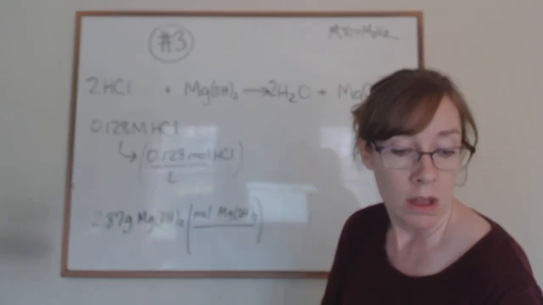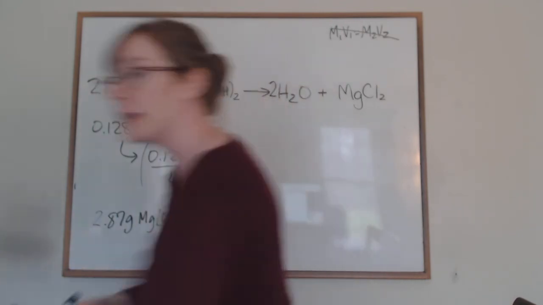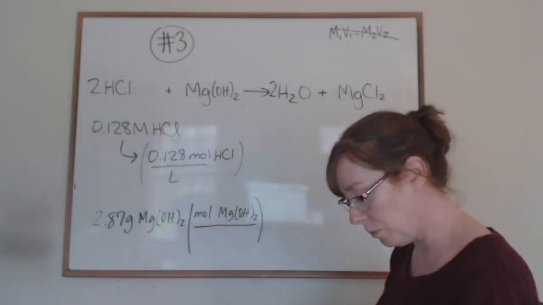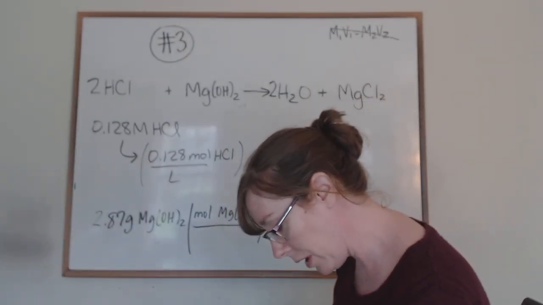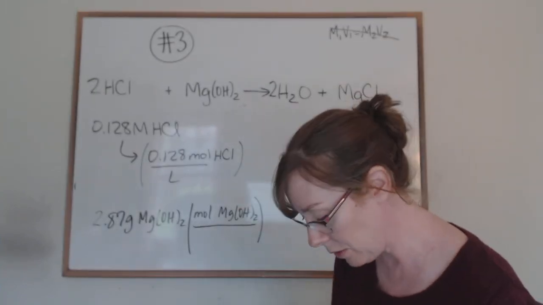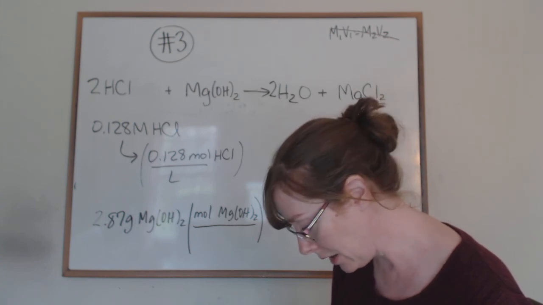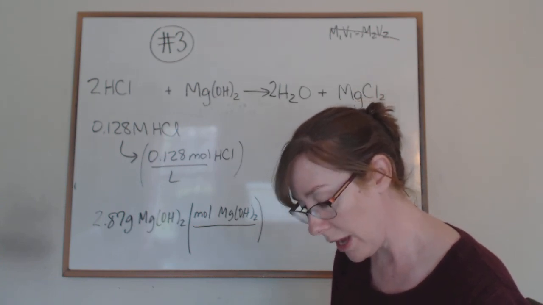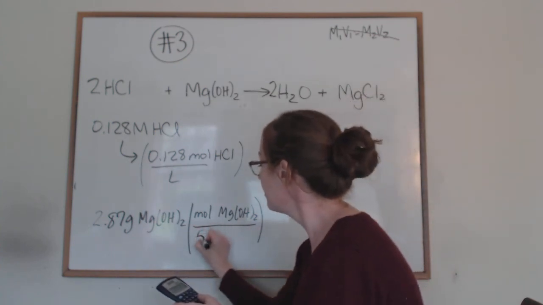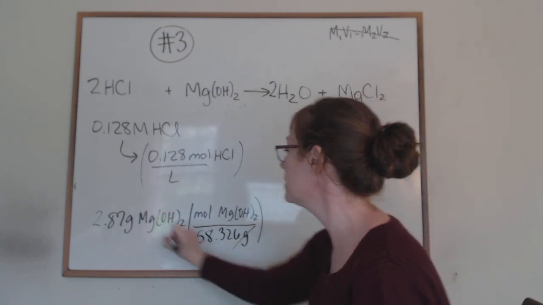So getting my calculator and a periodic table, magnesium is 24.31 plus 2 O's and 2 H's. So 2 O's is 32, and then H is 1.008. So 58.326 grams is his molar mass.